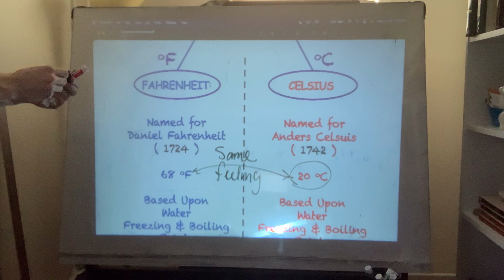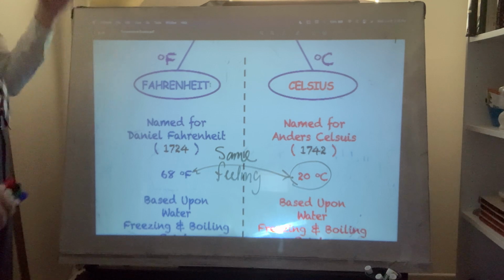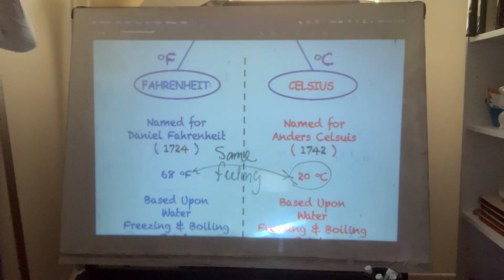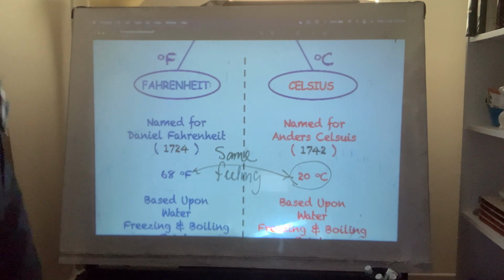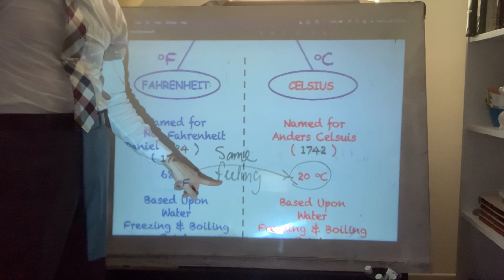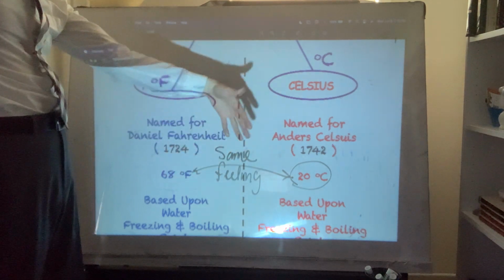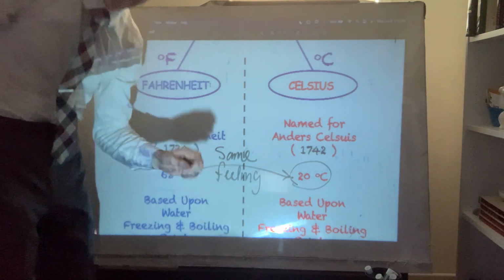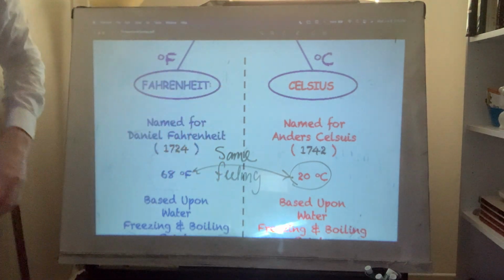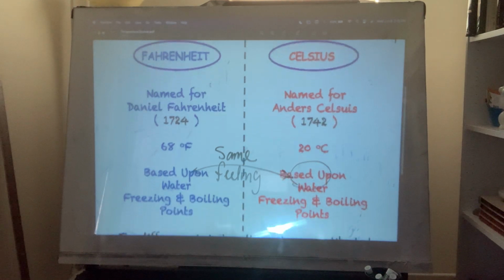So be aware of that. 68 degrees Fahrenheit is approximately 20 degrees Celsius. So hopefully in a generation or two, if not sooner, we will realize that the reason why people are adamantly resistant to changing from one system to another is because you're fighting their feelings. So it's hard. Now, what are these things based upon?